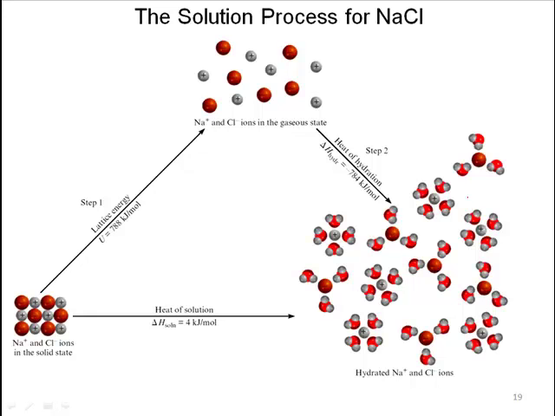Now, the solution process for sodium chloride. Sodium chloride, did it get warmer or colder? Solution got colder, so it's an endothermic reaction. So here, first thing is these are solid state. The first step is you have to separate them out. Now, for NaCl, to separate them out, this is the energy needed to get them from a solid to a gas. That's a ton of energy.